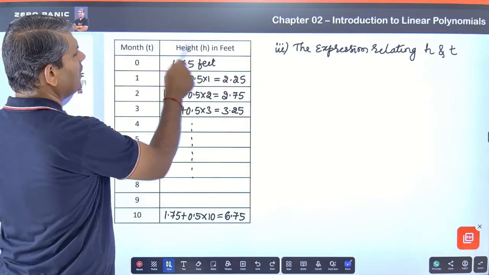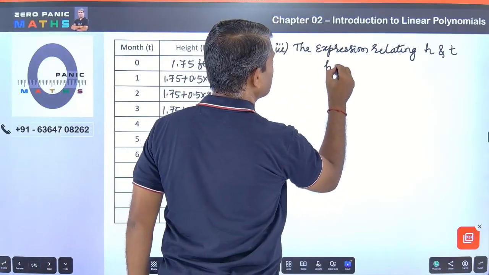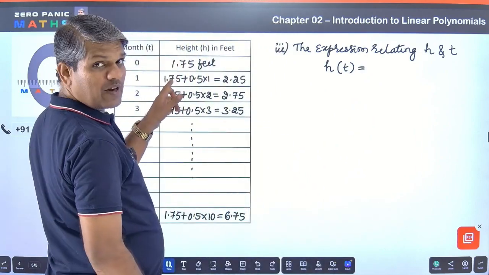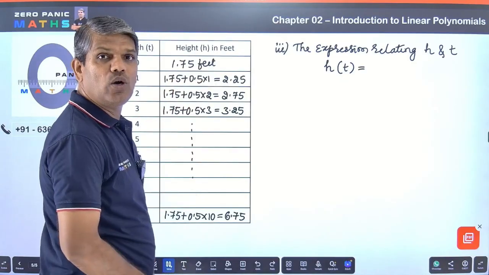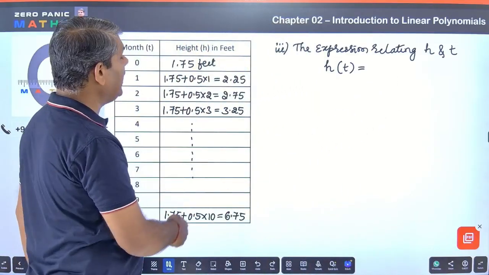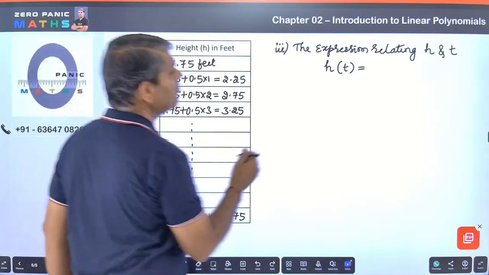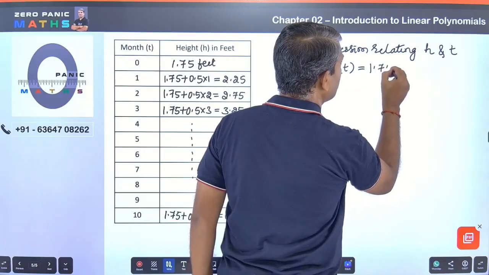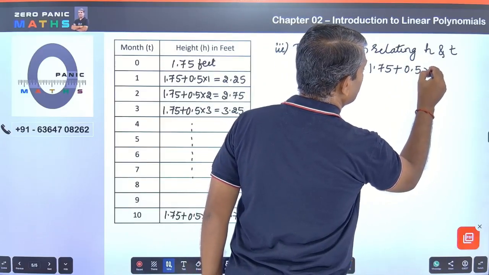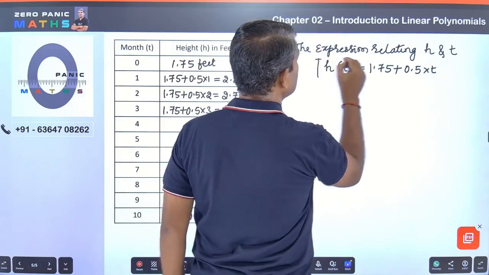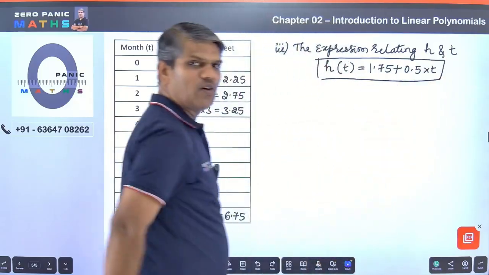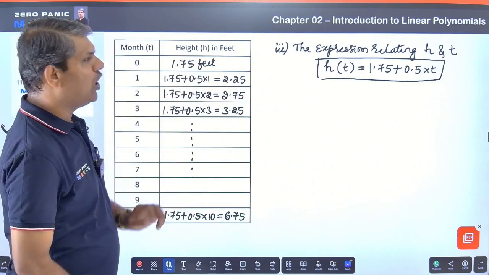It is height after t months. So I can write it as h of t, height after t months, is initial height plus 0.5 times t. Okay, so how did we calculate all these values? The growth in the height after every month is calculated by taking 1.75 as the initial height, and then 0.5 times t. So this can be given as an expression that relates h to t. Substituting the t value, you're going to get all these values.